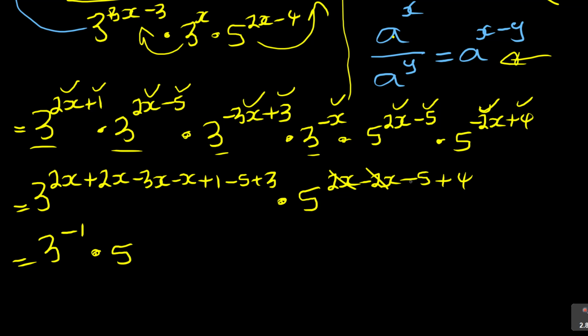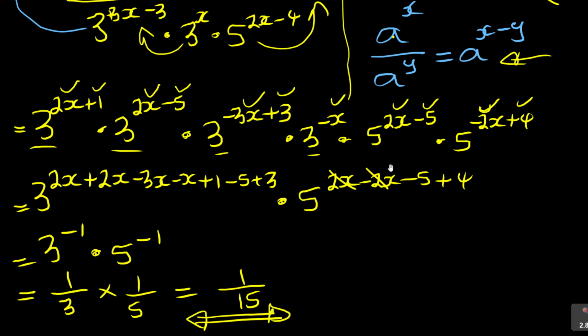5 minus 1 plus 4, it's minus 1. Are you with me there? And then which is equal to, after doing this one, which is equal to 3, that one becomes 1 over 3 times 1 over 5. And the answer is 1 over 15.